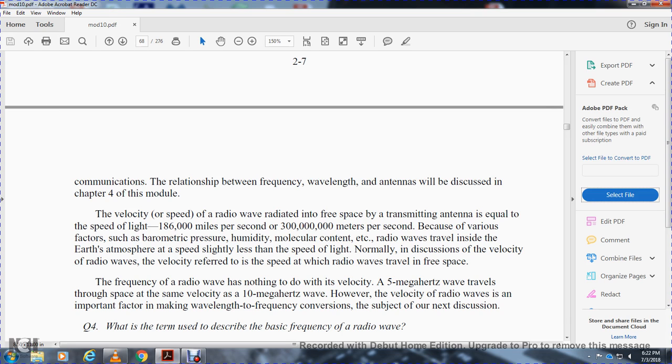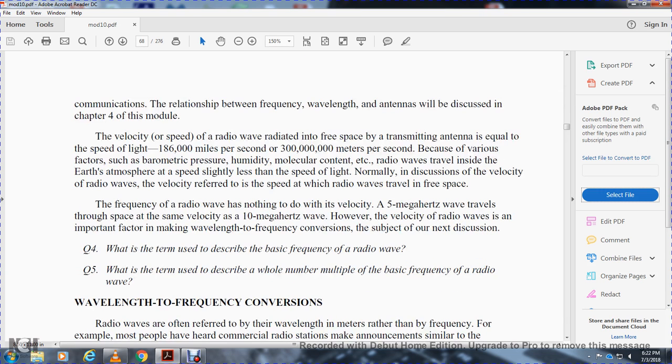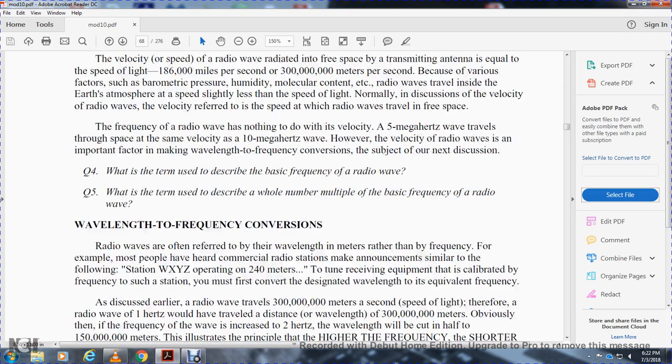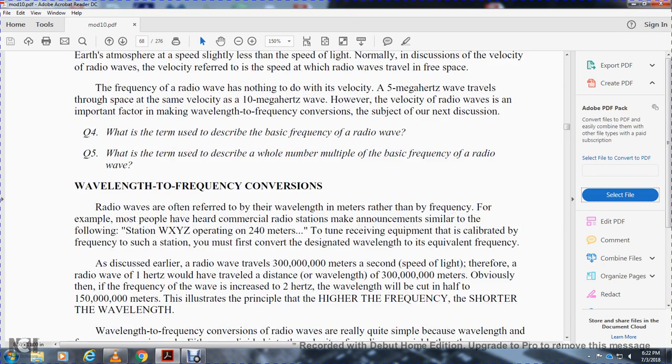Normally, in discussions of velocity, radio wave velocity refers to the speed at which radio waves travel in free space. The frequency of the radio wave has nothing to do with the velocity. A 5 megahertz wave will travel through space at the same velocity as a 10 megahertz wave. However, the velocity of radio waves is an important factor when making the wavelength to frequency conversion, the subject of our next discussion.